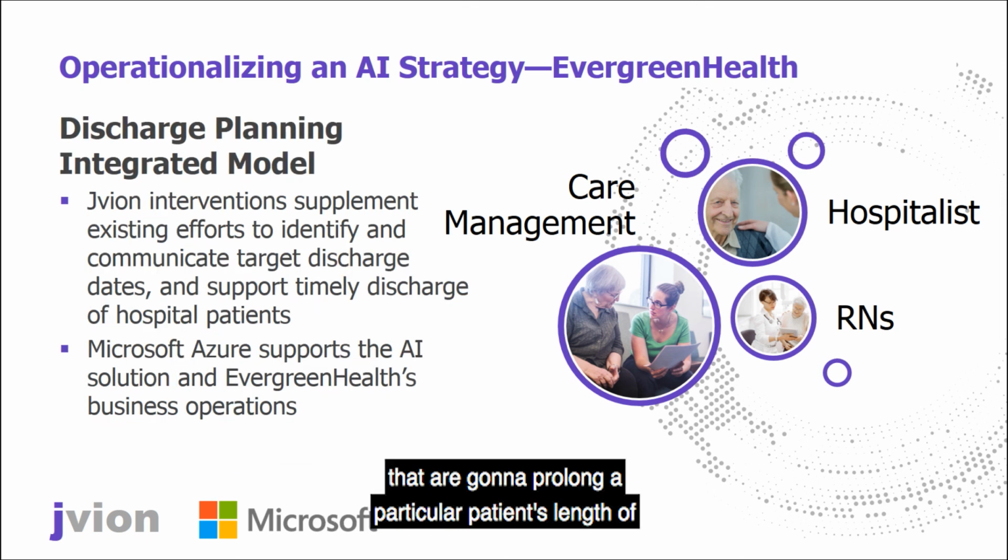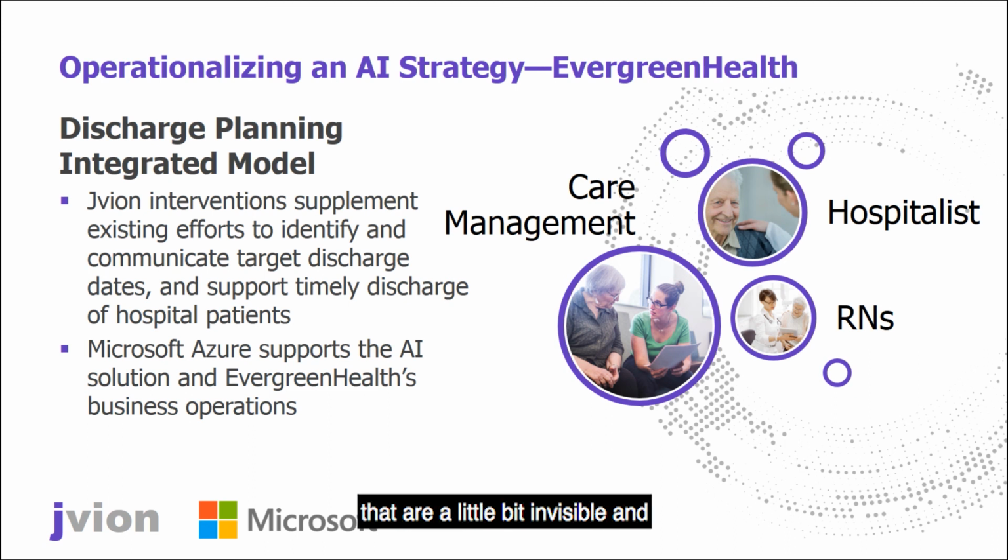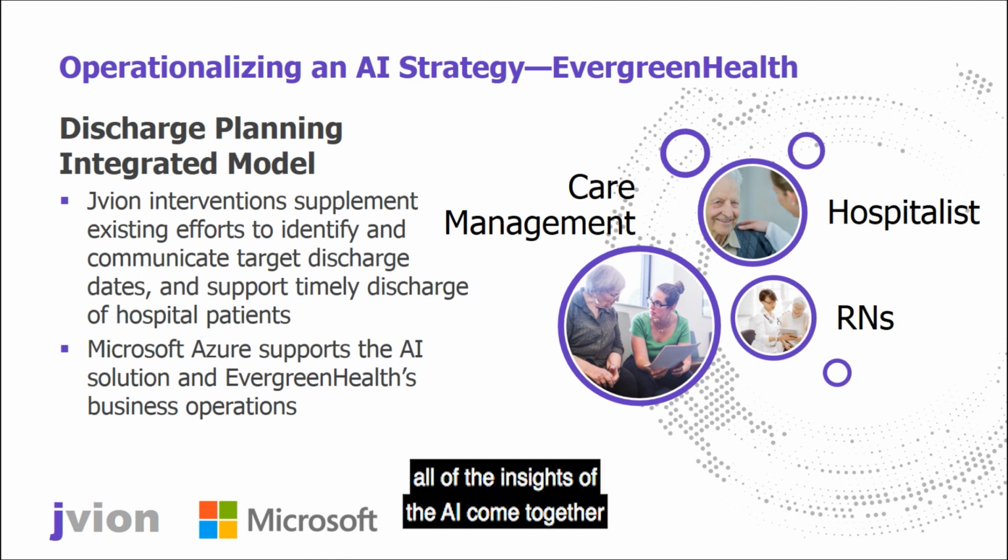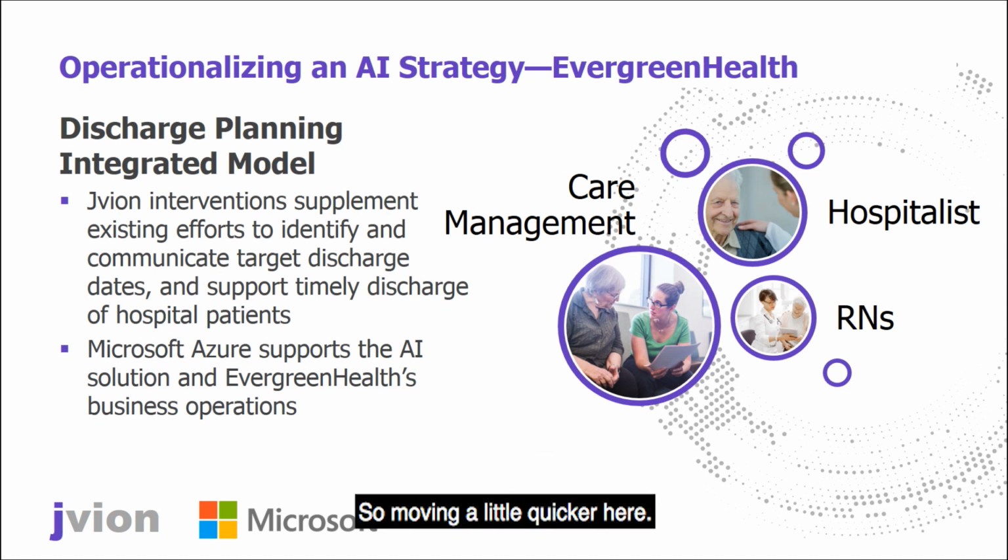So avoidance of complications is a major bucket of opportunity. And then the other bucket of opportunity, again, not just discharge planning equally on every patient, but identifying those particular factors that are going to prolong a particular patient's length of stay because of placement issues or social issues that were a little bit invisible. And all of the insights of the AI come together at Evergreen to unmask who those patients are.